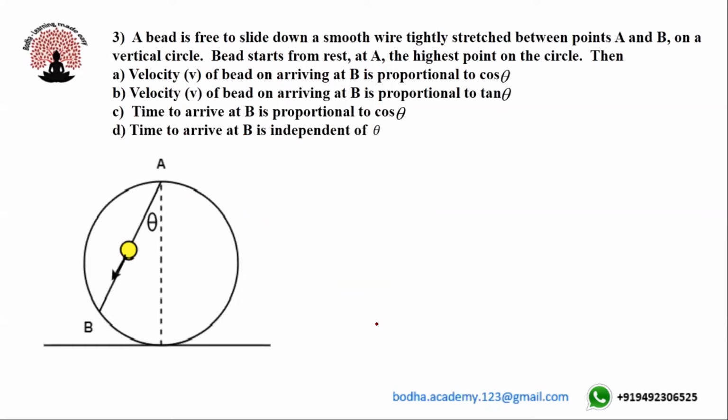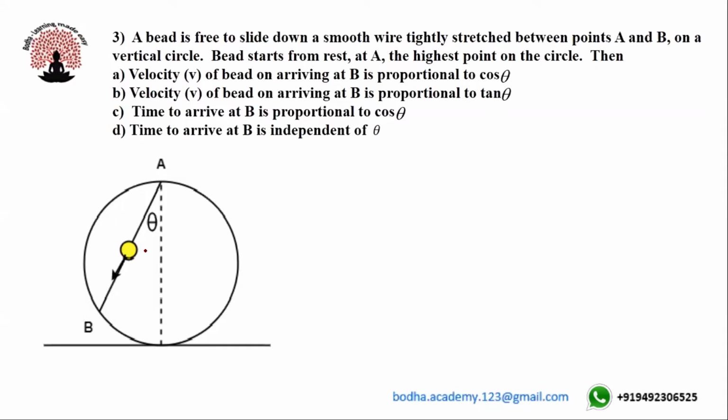A bead is free to slide down a smooth wire tightly stretched between points A and B. So this is a bead which can slide along the string AB. The bead starts at A, the highest point of the circle. You are supposed to find the velocity of the bead arriving at B is proportional to dash, and the time of arrival at B is proportional to dash. Which one is the correct answer? Among 4 options, 2 will be correct. It's a multiple answer type of question, so we are supposed to identify which 2 are correct.